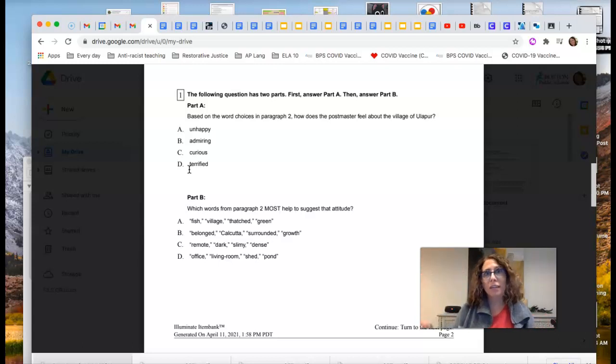Okay, so again, go back to that paragraph, determine how many words are negative versus positive in here that describe his feeling, and then go back down and eliminate the ones that don't match. Then you're only looking at 2 answer choices, which is a lot better than 4. Now you have a 50-50 chance of getting it right.